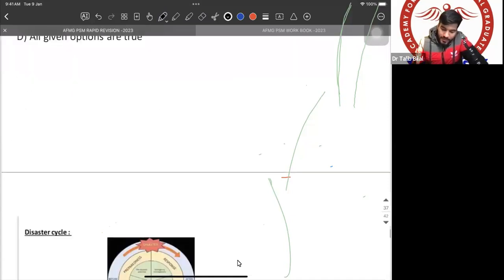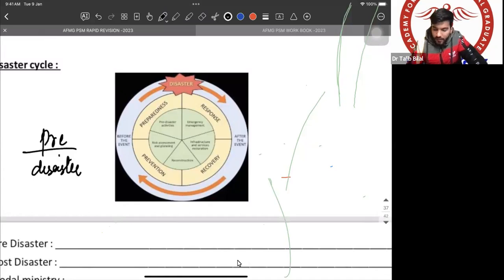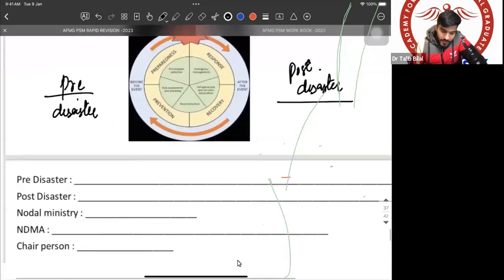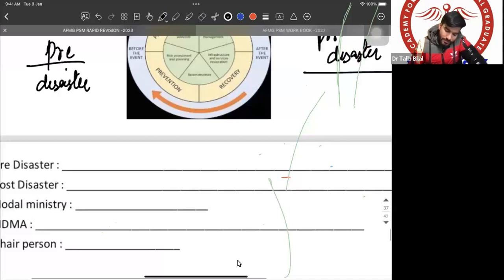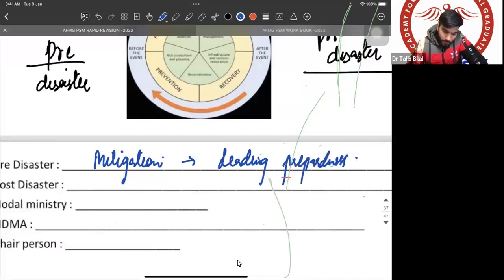Post-disaster. Okay, guys, in pre-disaster, you have prevention and preparedness. After the event, things are post-disaster. In pre-disaster, guys, you have mitigation and preparedness. Post-disaster is response and rehabilitation.